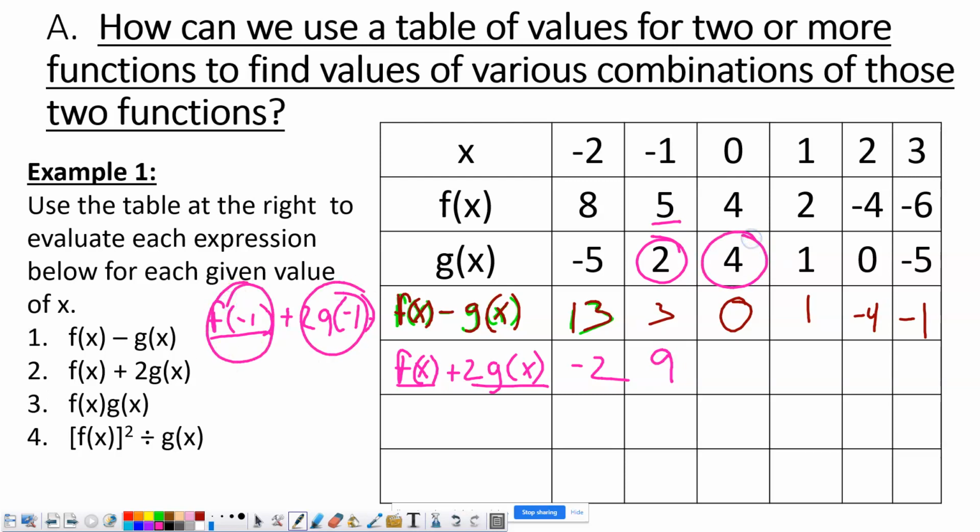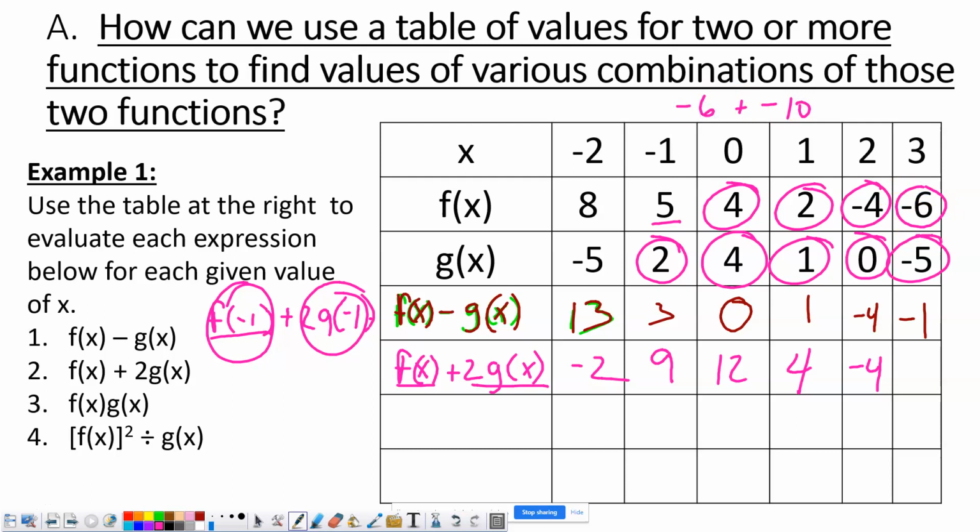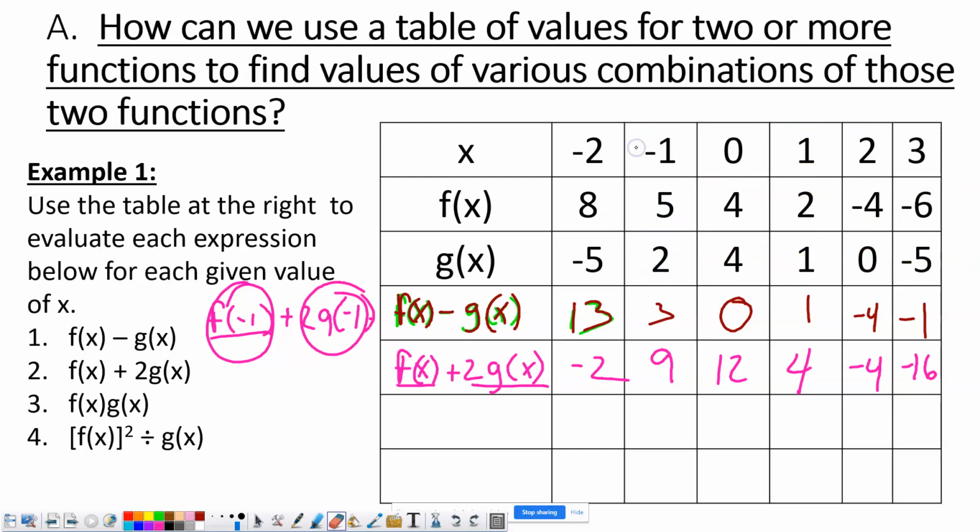So double the g, that's 8. Now add 4, that's 12. Double the g, that's 2. Add 2, that's 4. Double the g, that's 0. Add the f, -4. Last one, double the g, that's -10. Add the f. -6 and -10 makes -16. Okay, so once again, you don't have to show your work. You can just take the column values that they give you, and go from there.